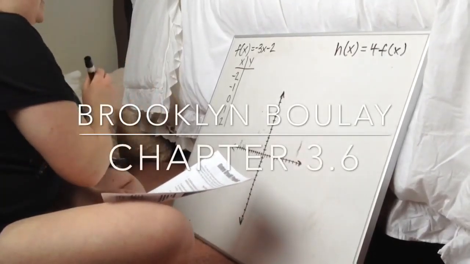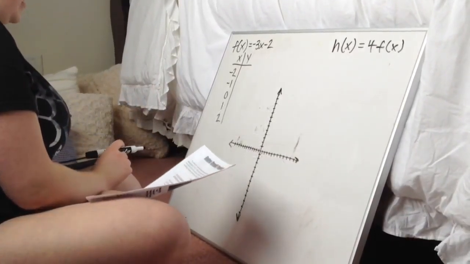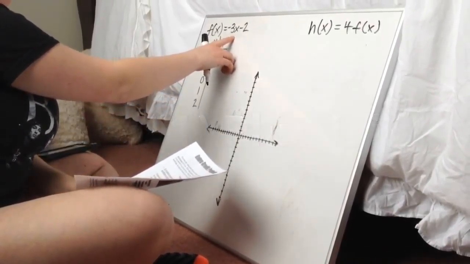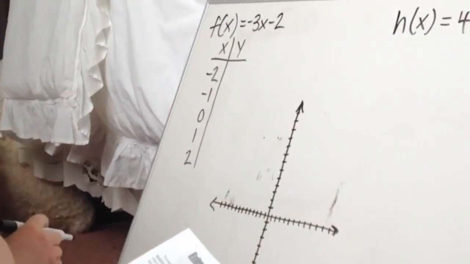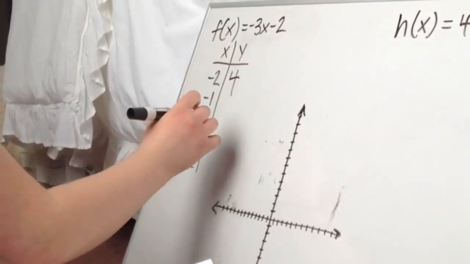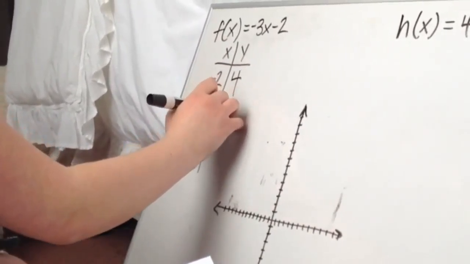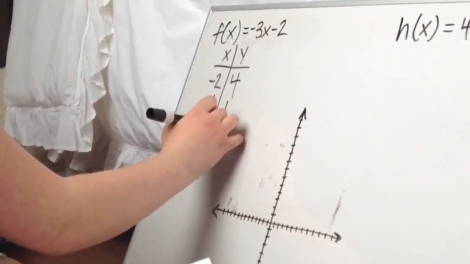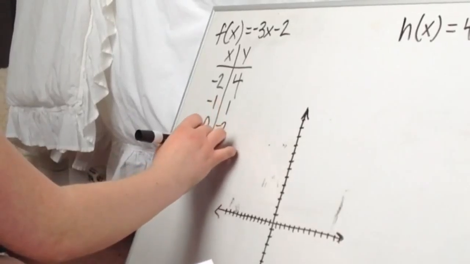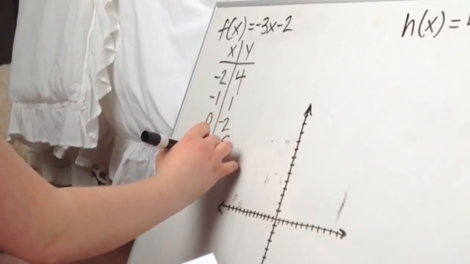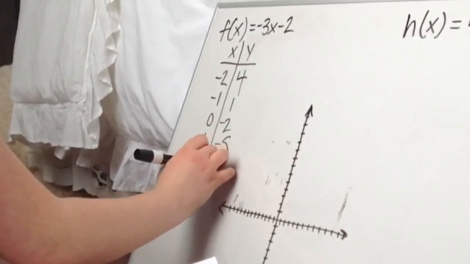The problem I'm solving is f of x equals negative 3x minus 2. So I would plug the numbers negative 2 through 2 into x. Negative 3 times negative 2 minus 2 is 4. Negative 3 times negative 1 minus 2 is 1. Negative 3 times 0 minus 2 is negative 2. Negative 3 times 1 minus 2 is negative 5. And negative 3 times 2 minus 2 is negative 8.